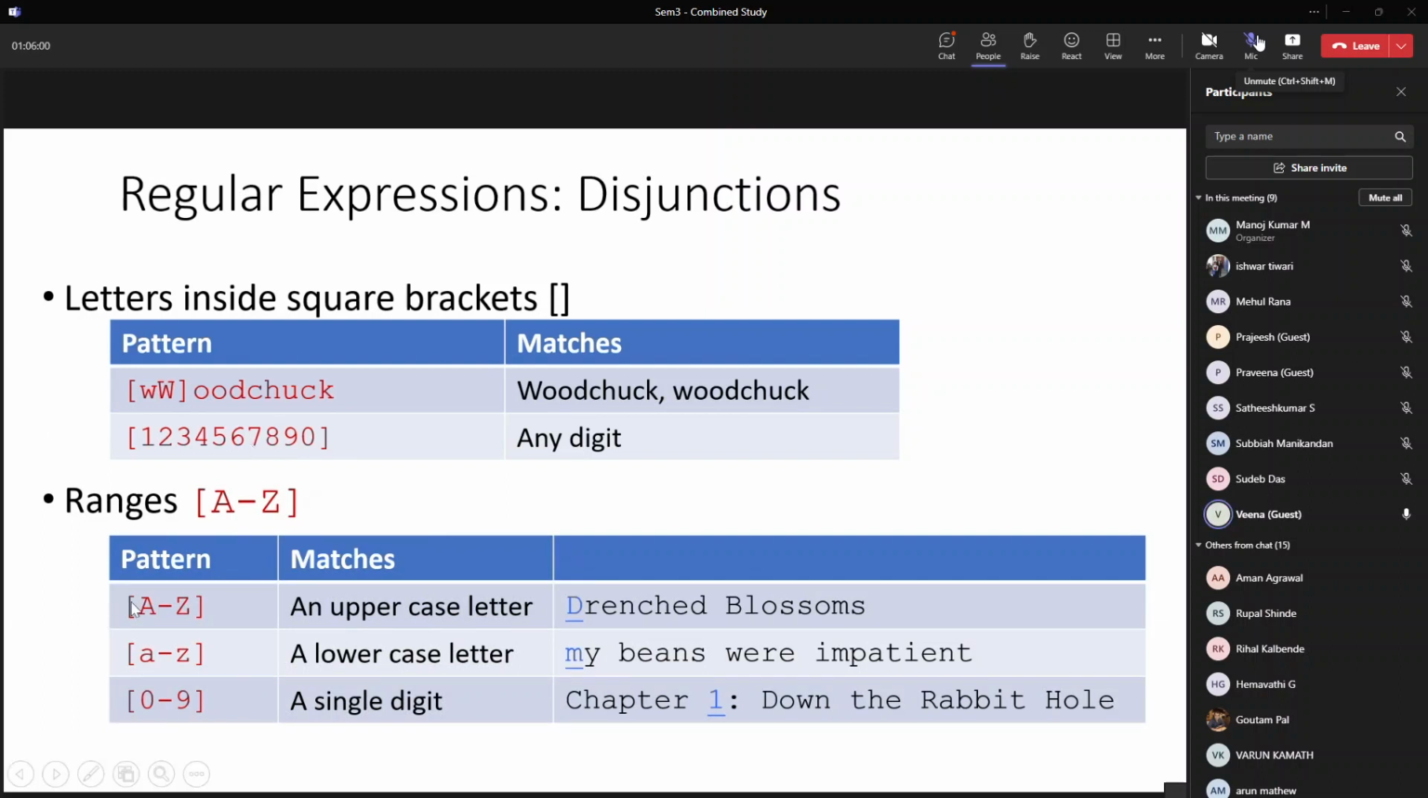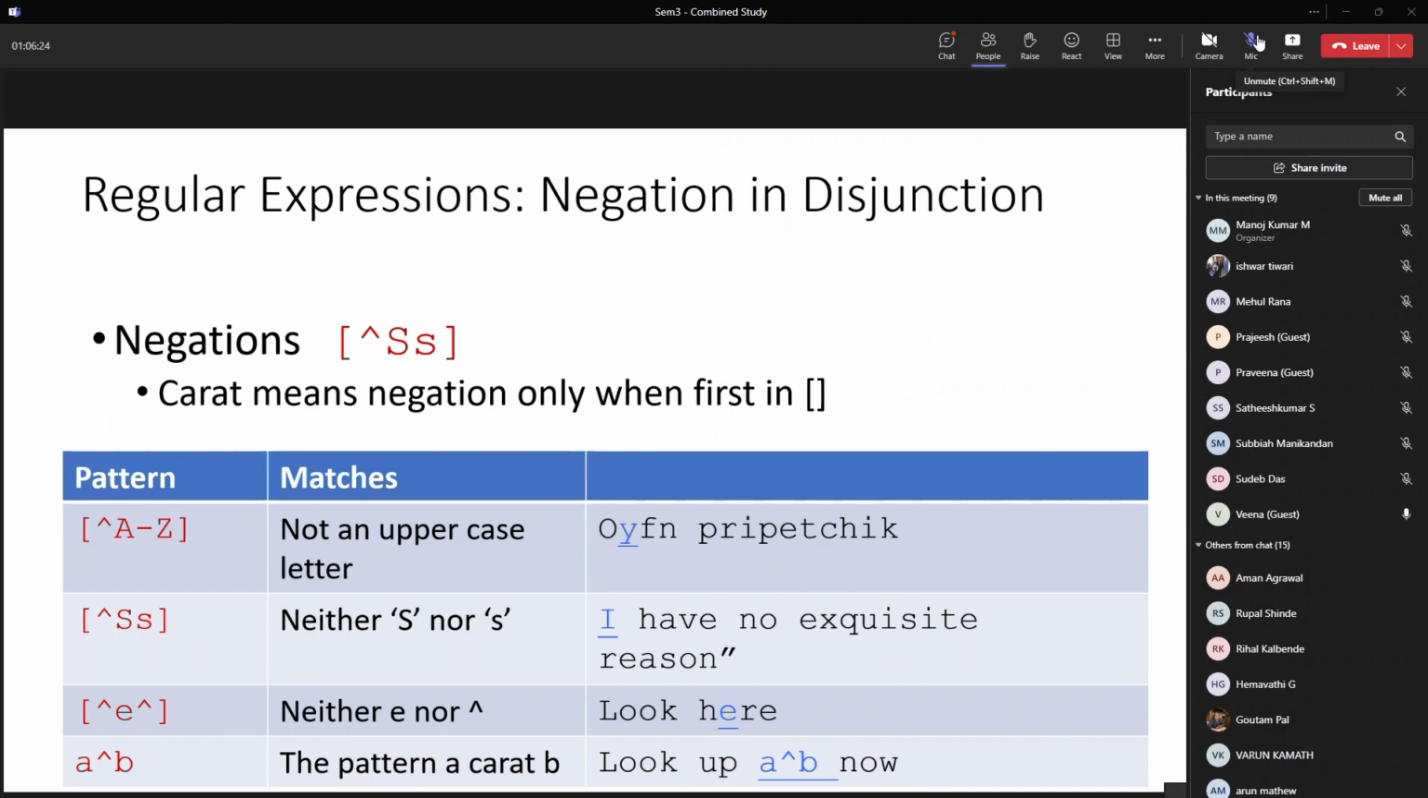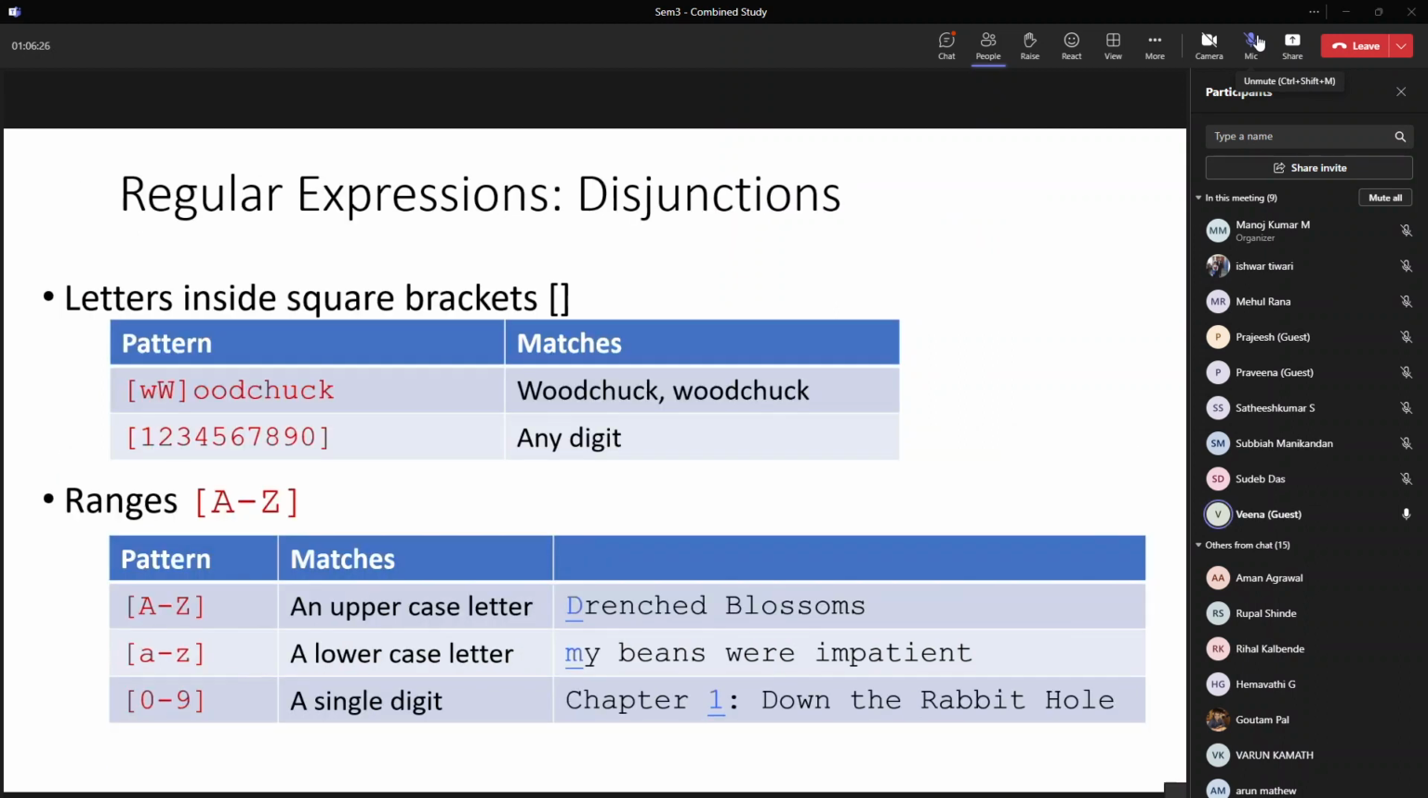In the similar way, capital A to Z will consider all the uppercase letters. In this case, D and B will be considered. Small a to z will consider all the lowercase letters. And 0 to 9 will consider the numbers. Any questions on this?